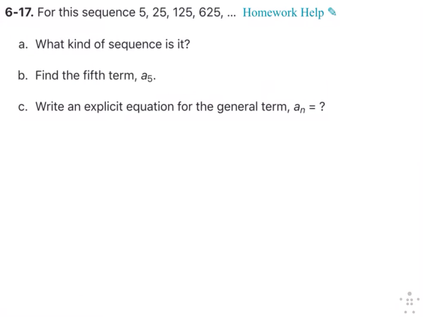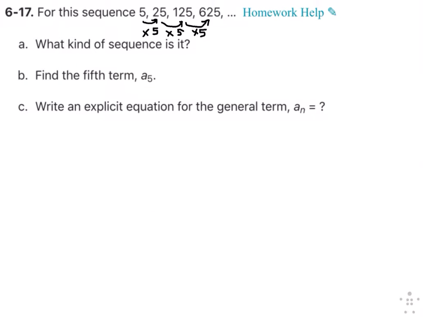617 gives us a sequence right here, and it's asking us what kind of a sequence it is. So first I would try to see if adding works. So I would add 20 here, and then quickly I would realize that 25 plus 20 is not 125. So now we can try multiplying: times 5, and then times 5 again, and then times 5 again.